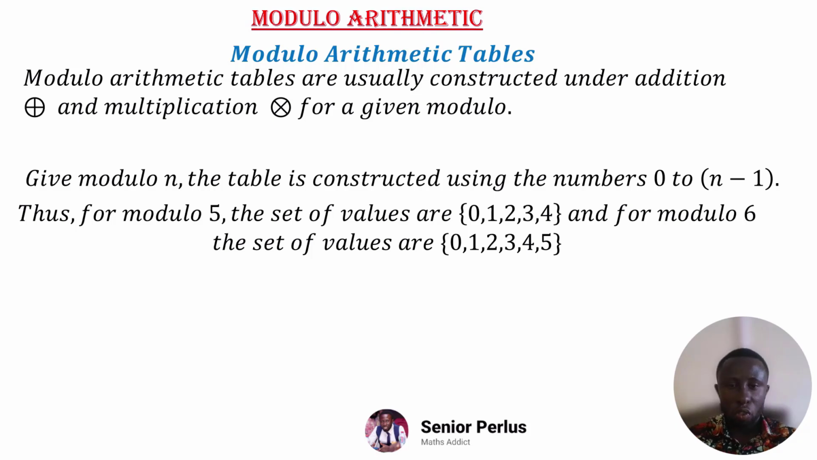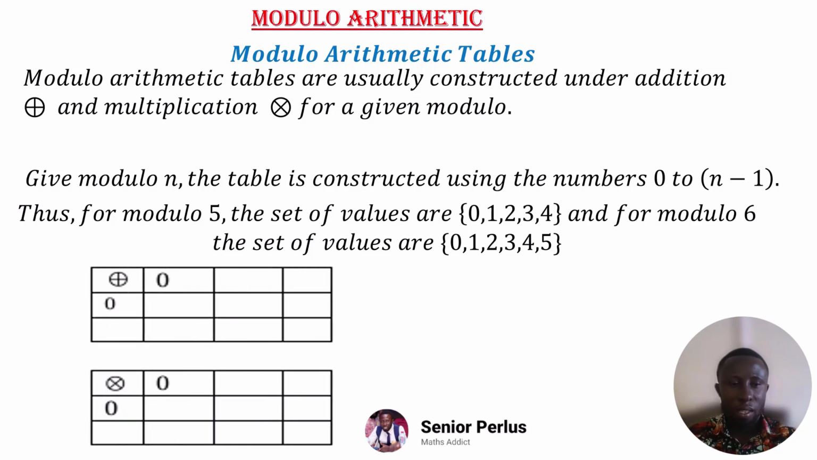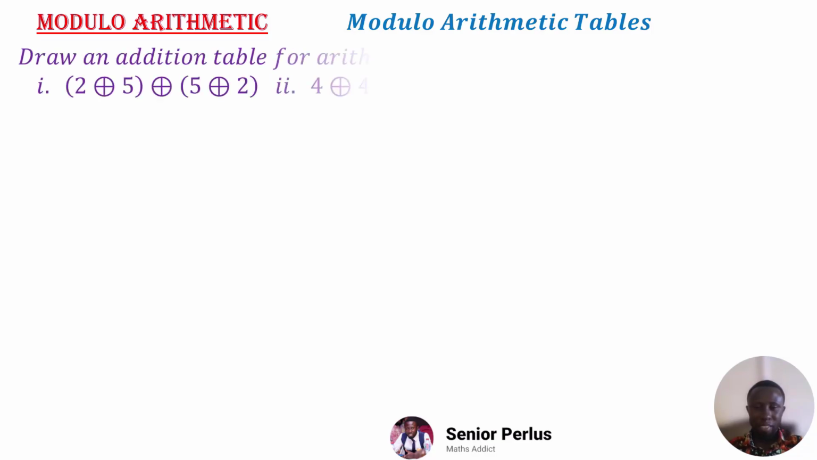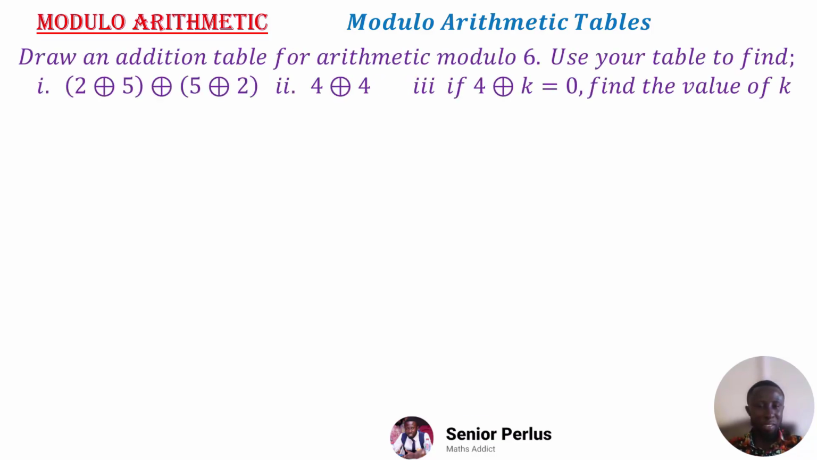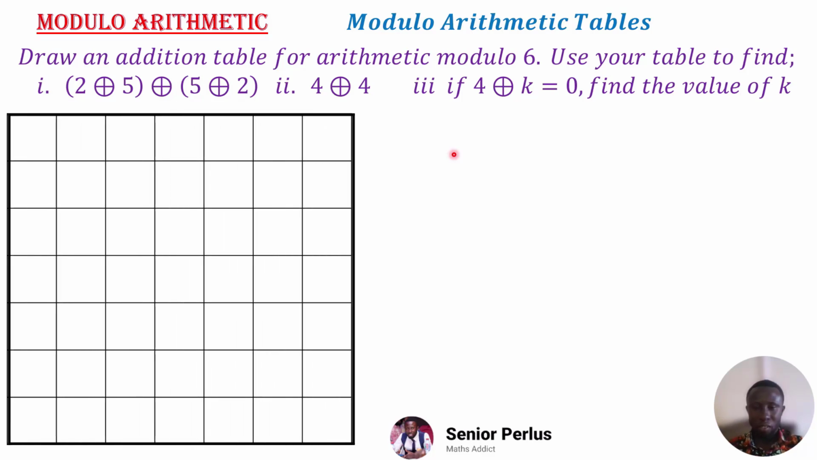So for mod 6, this is the table that we are normally going to deal with in modulo arithmetic. So we are going to solve an example under the modulo arithmetic table. This is my first example. Draw an addition table for arithmetic modulo 6. Use your table to find the following. So it's in mod 6, and this is our table, and it's addition.